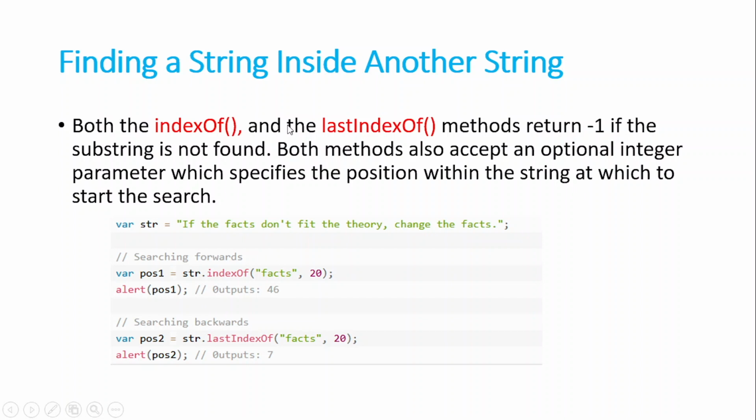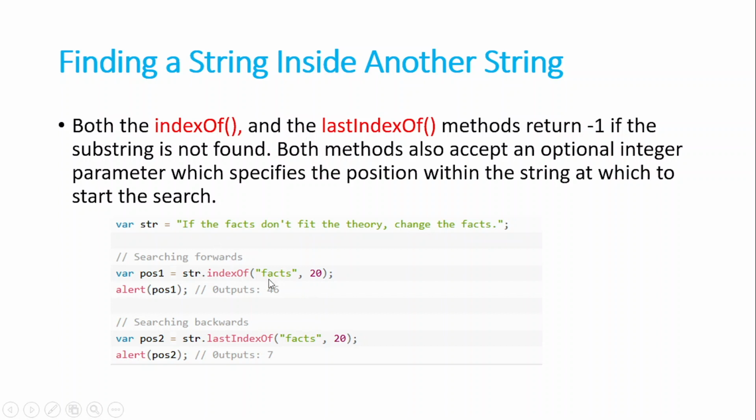Both the indexOf and the lastIndexOf methods return -1 if the substring is not found. So if some word is not in the complete string, then it will return -1. Both methods also accept an optional integer parameter which specifies the position within the string at which to start the search. So you can specify the search start index as well.